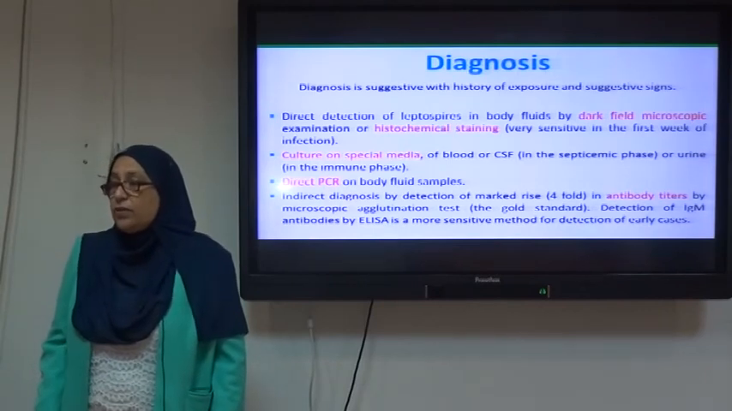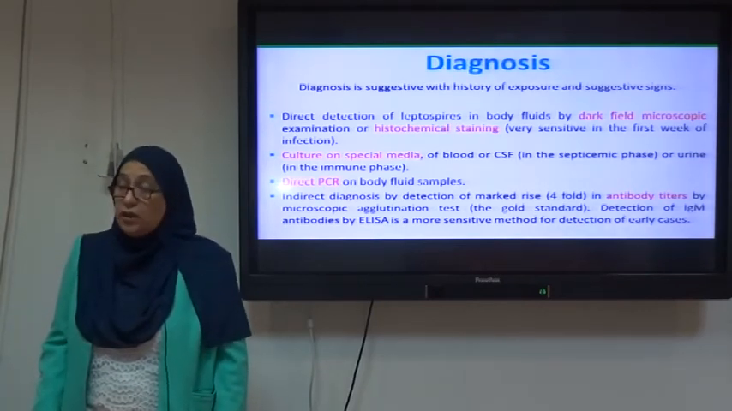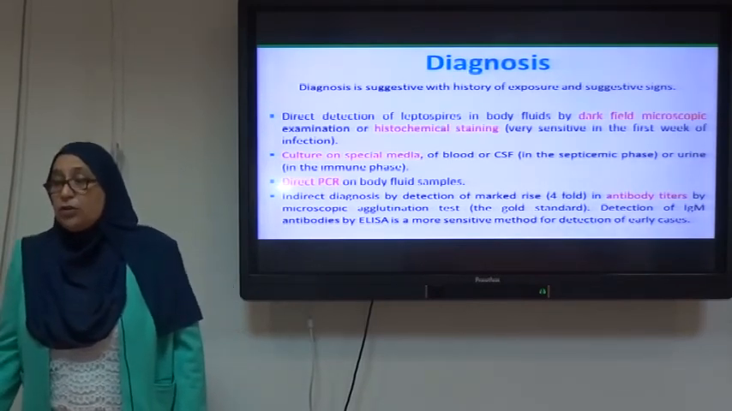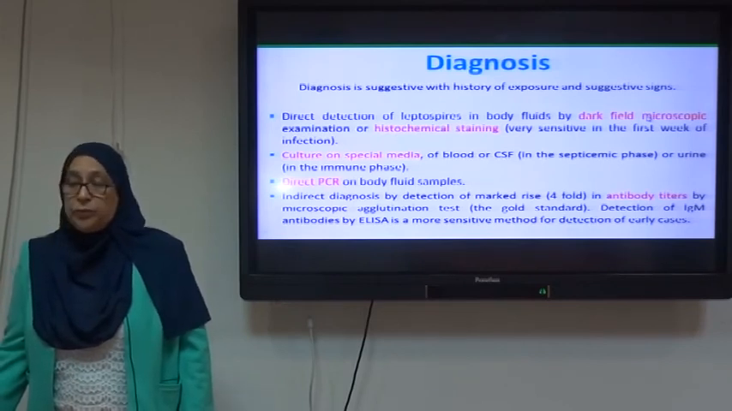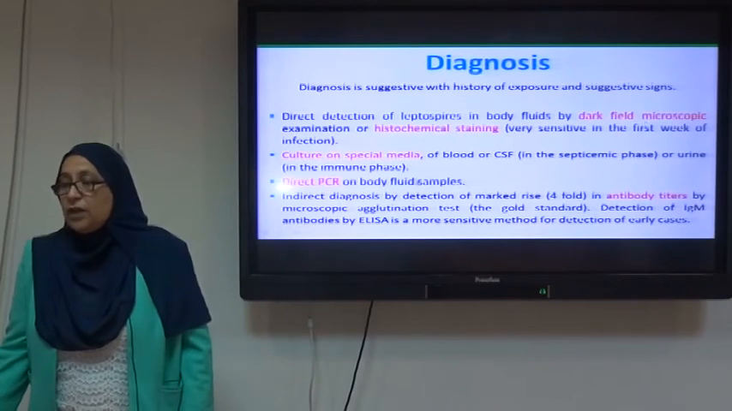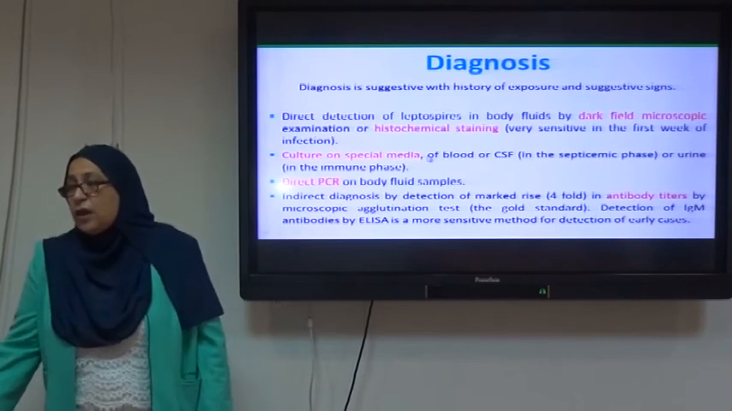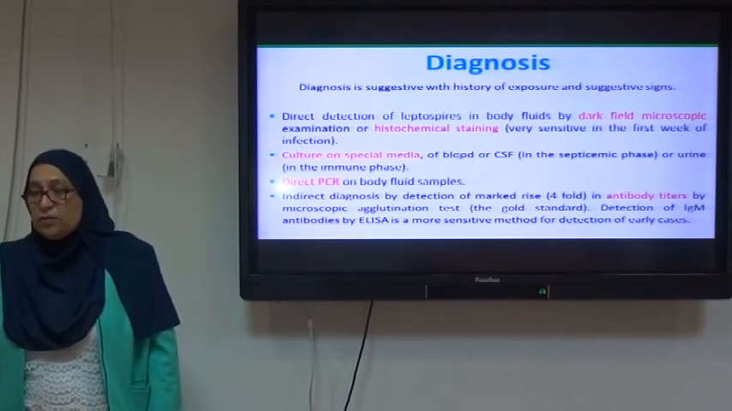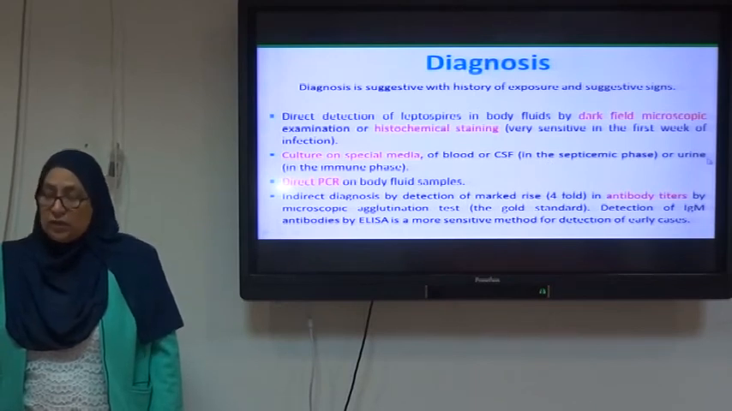How to diagnose this case? First, direct detection in the specimen by microscopy, dark field microscope, to see the characteristic spirochete. Histochemical staining. These are sensitive in the first week. I can do culture on special media for isolation of this organism. In the bacteremic phase, I can isolate it from blood or CSF, or from urine in the immune phase.